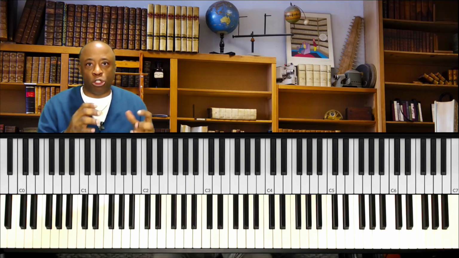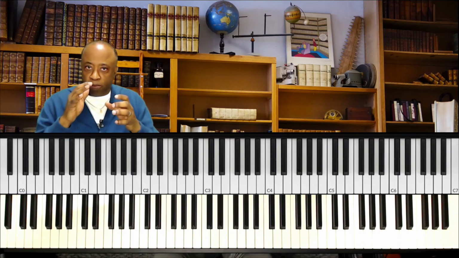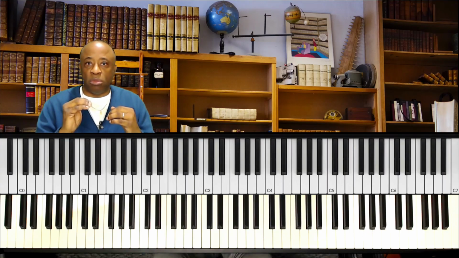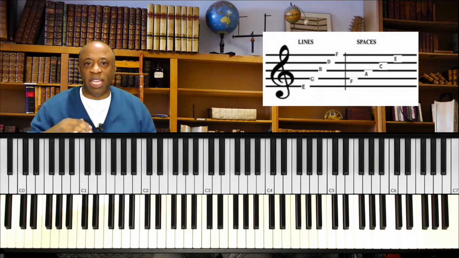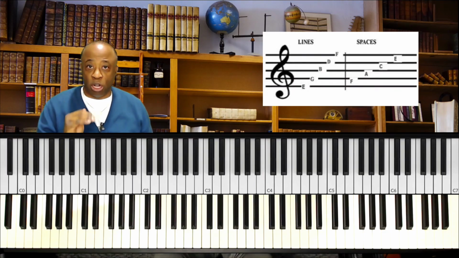Whatever figures of notes are placed on the lines carry the name of the line. So the first line is E, and whatever figure you put on that line carries the name E. Second line, G. The third line is B. The fourth line is D. And the fifth line is F.